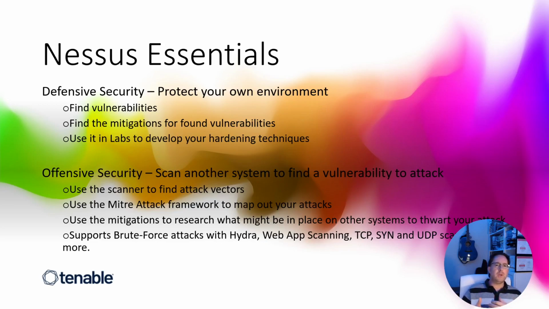If you find vulnerabilities in your lab environment, what are people going to be doing to mitigate these vulnerabilities? Are there ways around those mitigations? Are those mitigations going to introduce other vulnerabilities or other attack vectors that you can manipulate? Or, as I've put there, to research what might be in place on other systems to thwart your attack. I've no idea where I come up with that, but it sounds good to me.